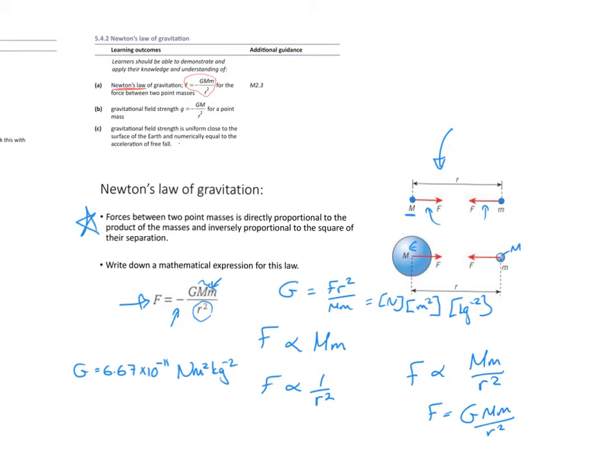So now let's define each part of it. This is the important part that many people get wrong in exam questions. This is their separation, not their radius, their separation.